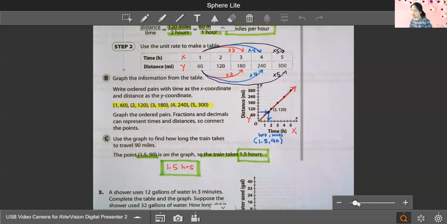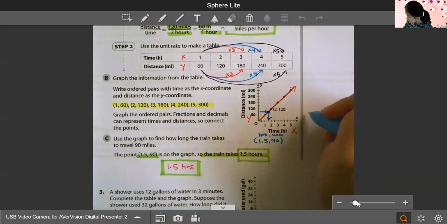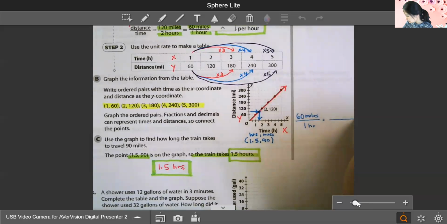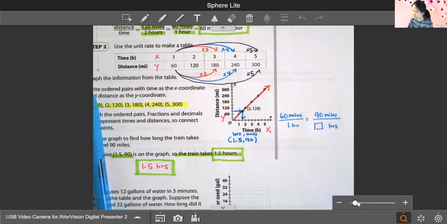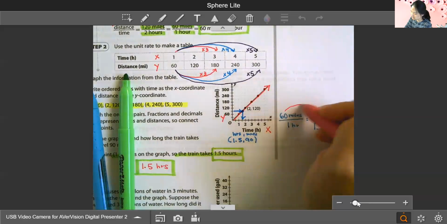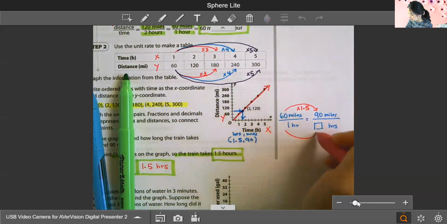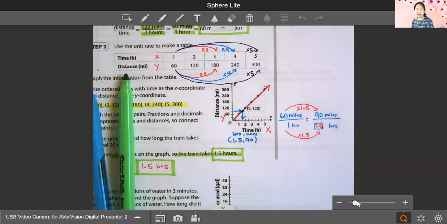Now, you can also use 60 miles per hour. Set an equivalent rate, 90 miles, how many hours? And then solve for the blank. Let me show you. 60 times, if you use your calculator, times 1.5 is 90. So then 1 times 1.5 gives you 1 and 5/10 hours.